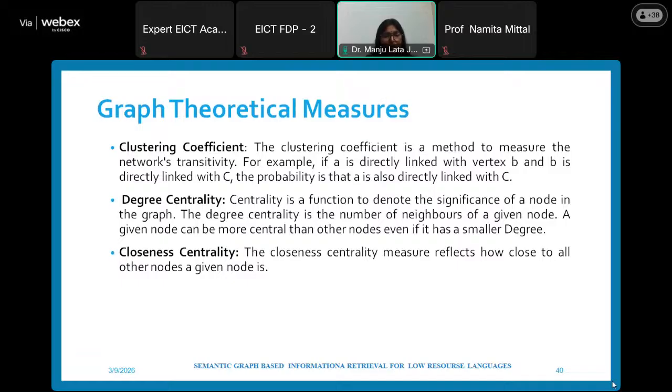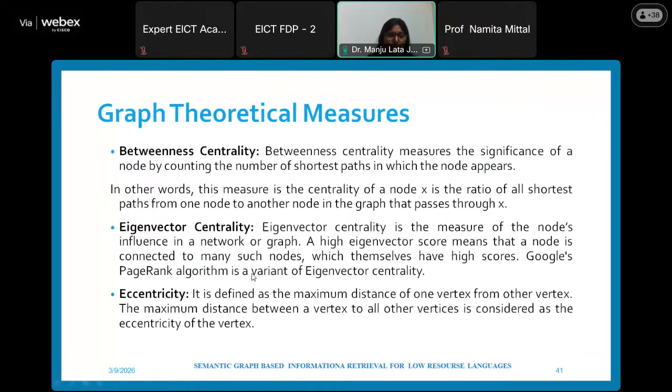Then clustering coefficient is also a centrality based, graph based measure. The clustering coefficient is a method to measure the network's transitivity. What transitivity says is that if node A is related to node B and node B is related to C, then there is a relationship between node A and C as well. This is what we call the transitivity relationship. And the clustering coefficient marks such a relationship as the probability that A is also directly linked with C.